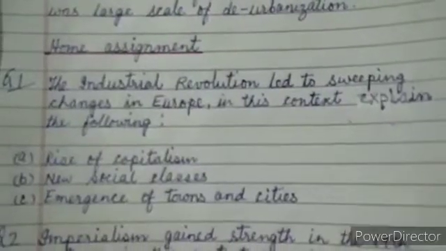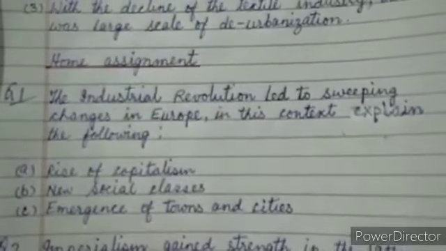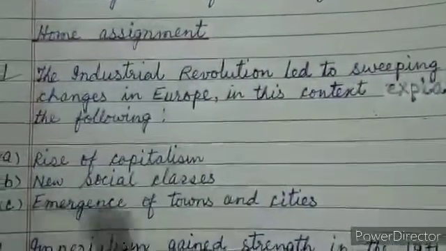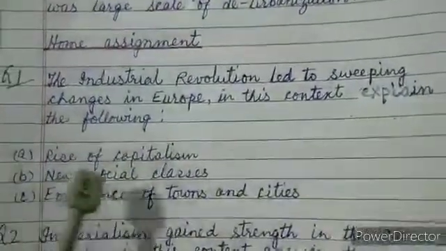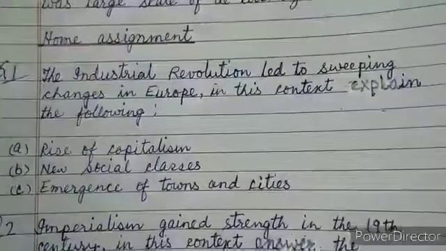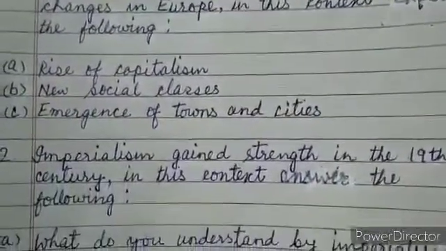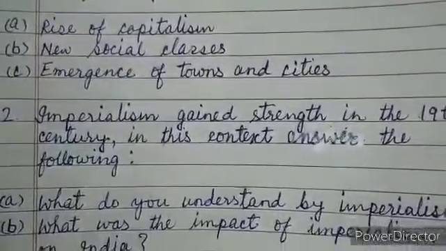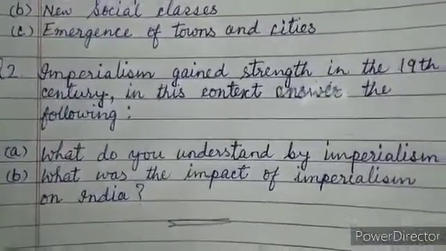Now children, this is over, and please write down your home assignments. Your question number 1 is, the Industrial Revolution led to sweeping changes in Europe. In this context, explain the following. First is the rise of capitalism. Second is new social classes. Third is the emergence of towns and cities.